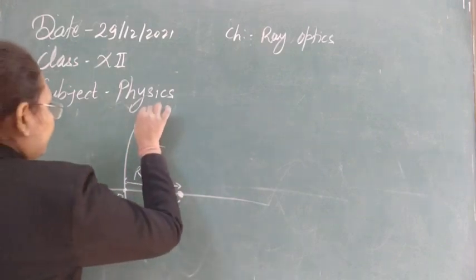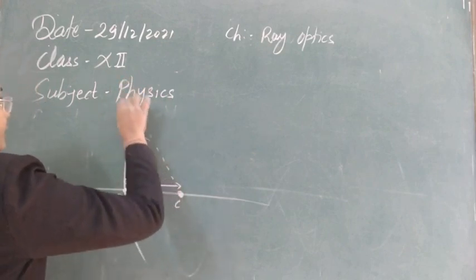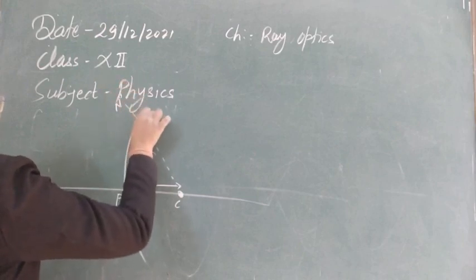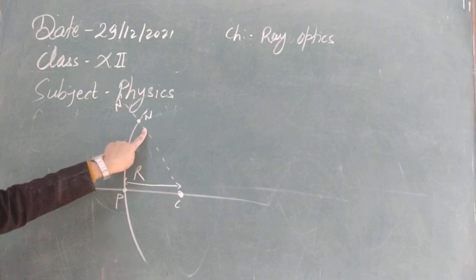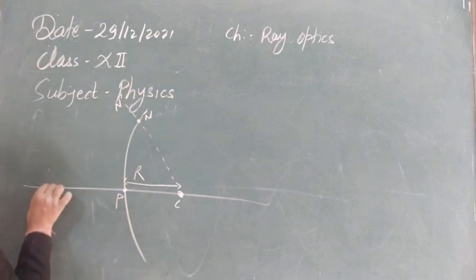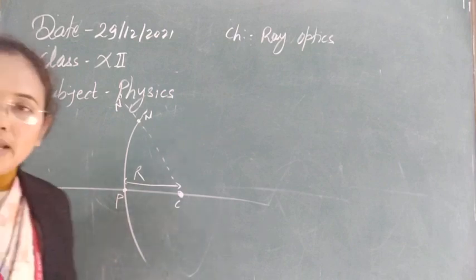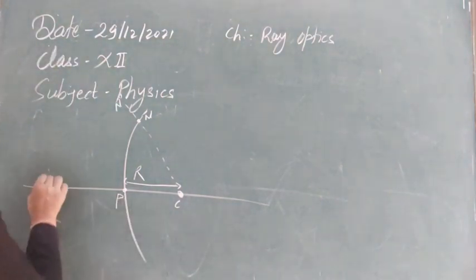Now next, we can draw the normal from the center on this surface. Suppose this point is N. So this CN is the normal drawn on this spherical surface. Now if there is a point object, point object means that it doesn't have any size or shape, so we are taking the object just like a point. Now this point object is kept on this principal axis.